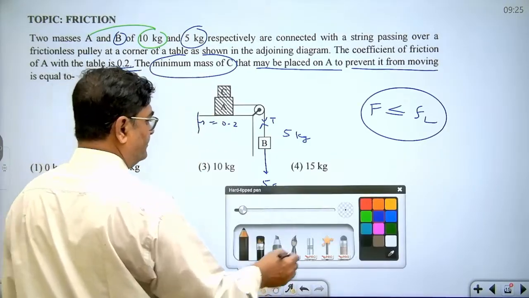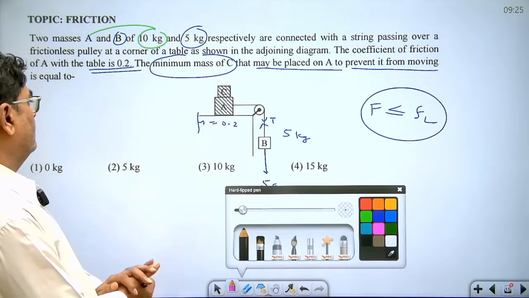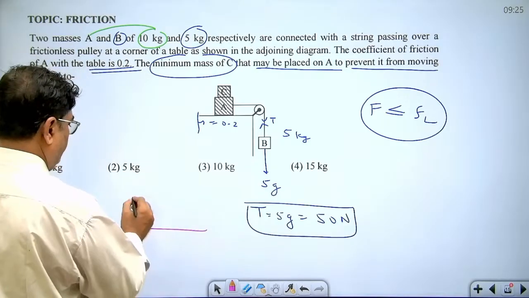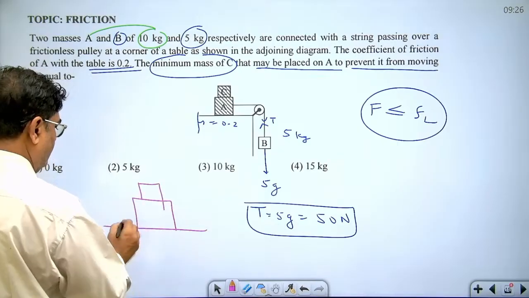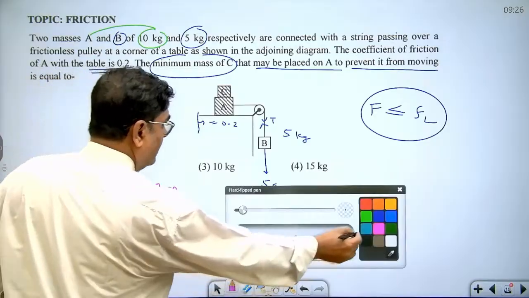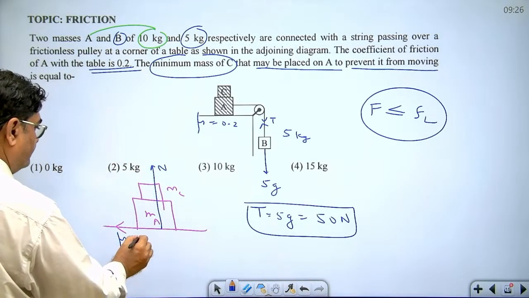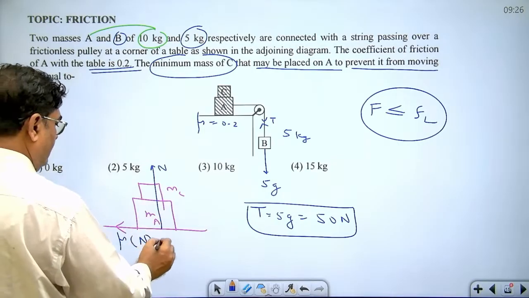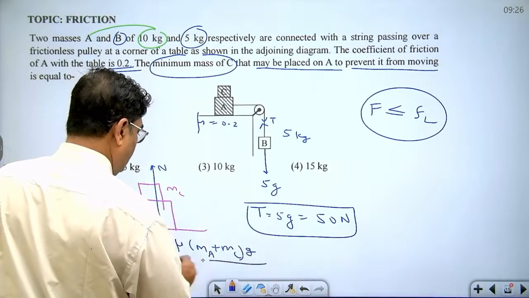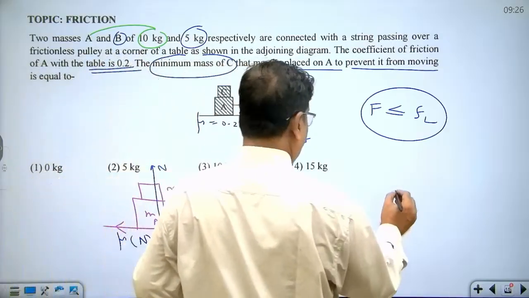Okay. So if we want to prevent the block from sliding, then here is the frictional force, this is MA and this is MC, and this is the normal reaction. This is frictional force mu n here, and n is what? MA plus MC into g. This should be equal to 50. Now we can see what is mu.